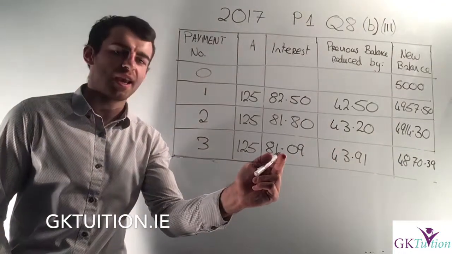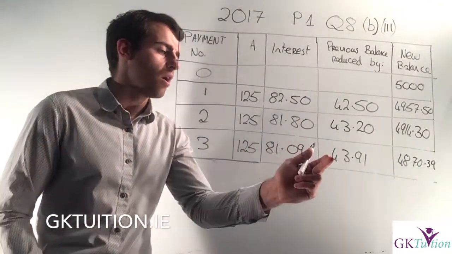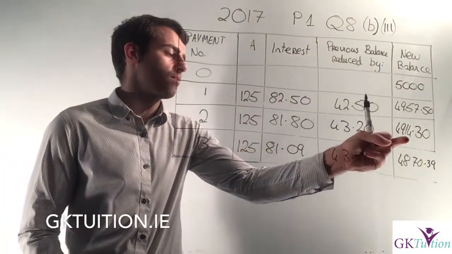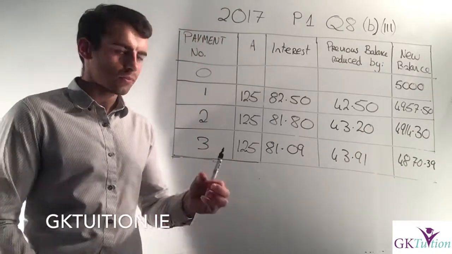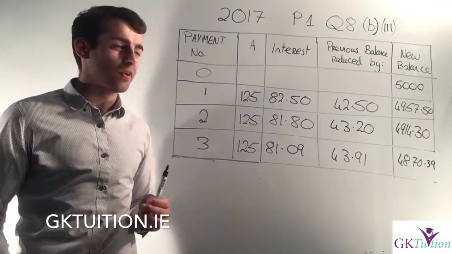Continue the process again. 1.65% of that is 81.09. If I subtract 81.09 from 125, I get 43.91. If I get my 43.91 and subtract it from my previous balance, I'll get the new balance. And the process continues. So again, in this question, just the wording on the question was very difficult.